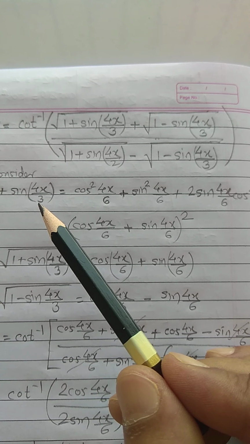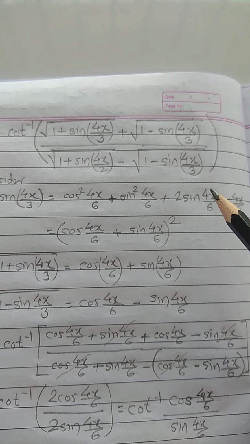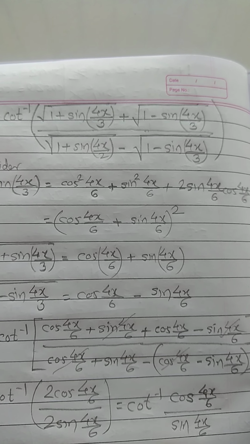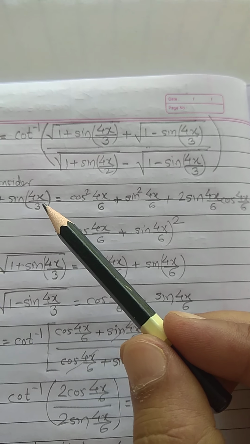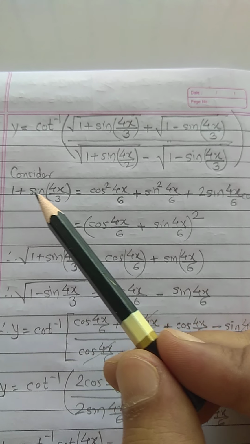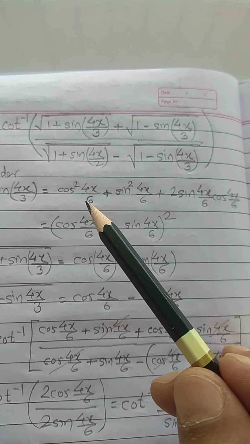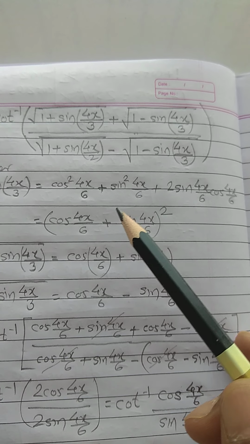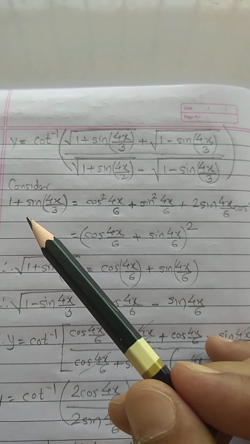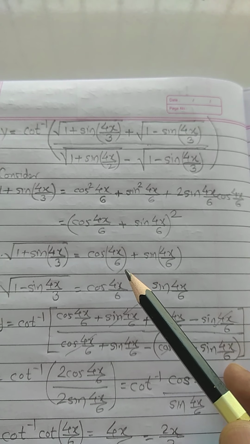We have to make half of the angle in this 4x by 3. Half of the angle is 4x by 6, or you can write it as 2x by 3 also. So this 4x by 6 is the angle now. We will have this 1 as cos square 4x by 6 plus sine square 4x by 6. Now this is a square plus 2ab plus b square, therefore it is a plus b bracket square. So root of 1 plus sine 4x by 3 is cos of 4x by 6 plus sine of 4x by 6.